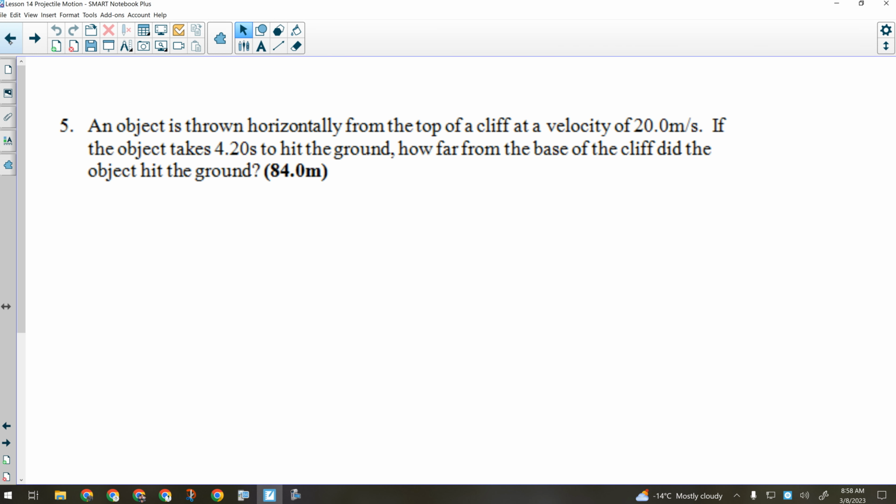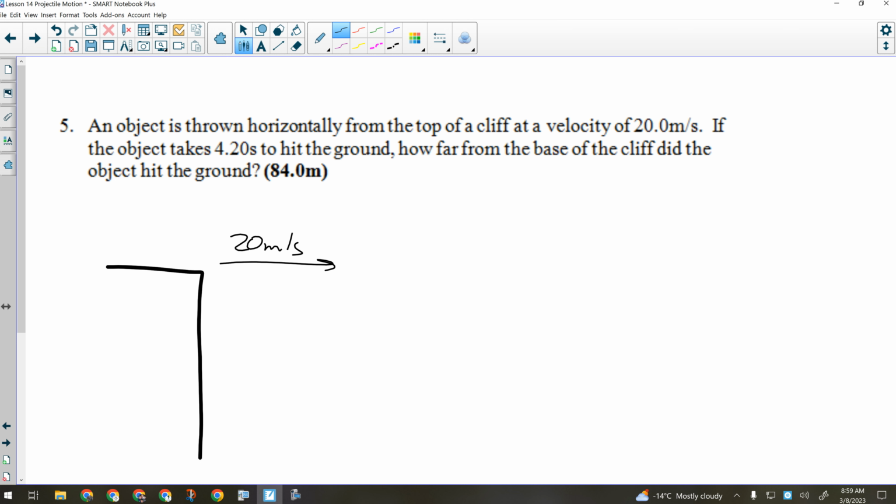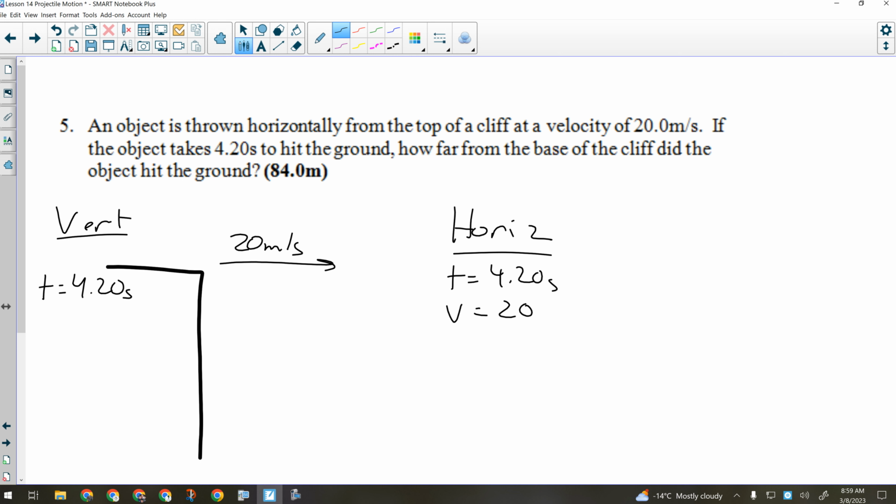That one is. So for number 5, we have an object thrown horizontally off the top of a cliff at a velocity of 20 meters per second. The object takes 4.20 seconds to reach the ground. That's a useful piece of information because it can go along with both the vertical and horizontal parts. Time equals 4.20 seconds. And I also know that the horizontal velocity is 20 meters per second.